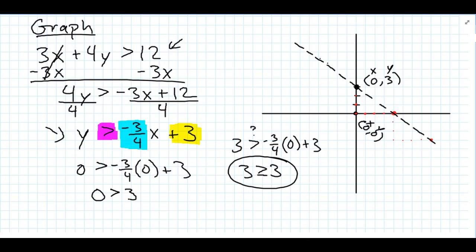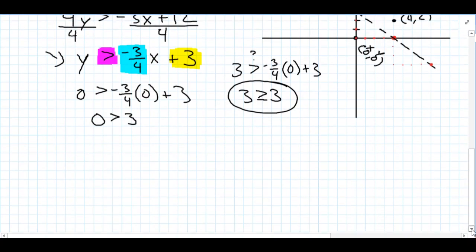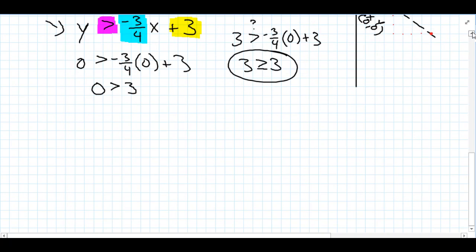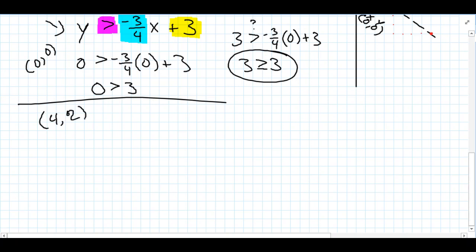So let's see here. If I go to 4, 2, which is over here on the top side. These are my x and y values over here. I'm going to go ahead and take it and plug it into my slope-intercept form. Sorry about that. So I tested 0, 0, right? That didn't work. I'm going to go ahead and test 4, 2. Go ahead and plug that in. This is my x and y value. I'm going to end up with 2. Is that greater than negative 3 over 4 times 4 plus 3?